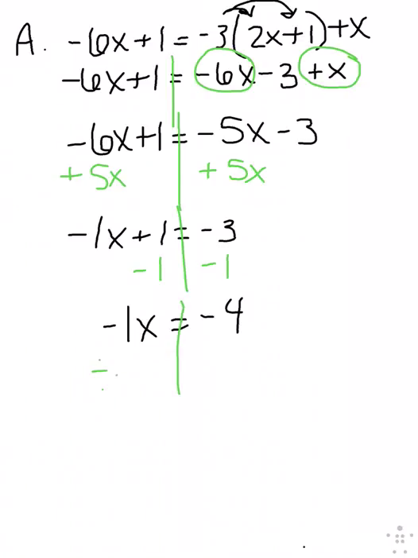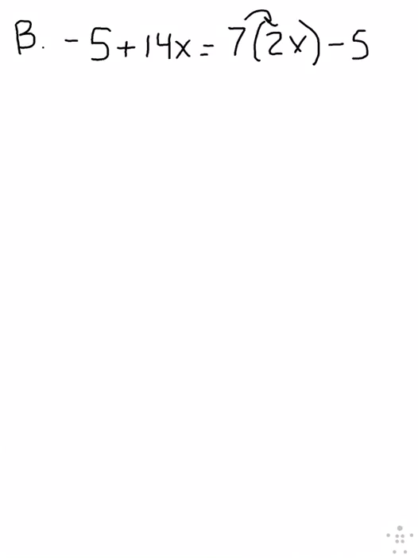Always last step with two numbers is to divide, in this case divide by negative 1, and I get x equals 4. That is a one solution problem, and so A is incorrect. Letter B, negative 5 plus 14x equals 7(2x minus 5). So again, first step is to distribute. 7 times 2 is 14, 14x minus 5.